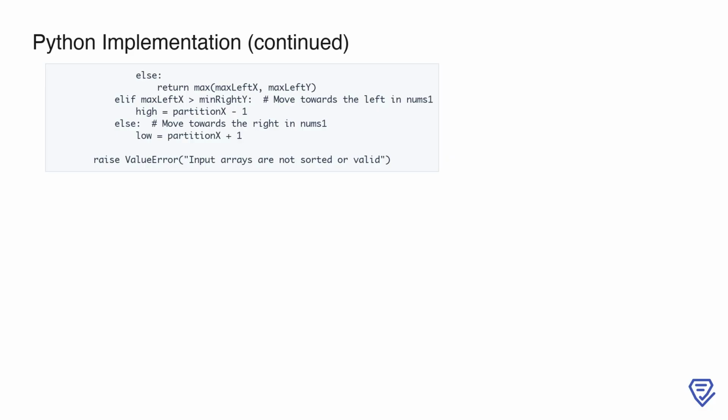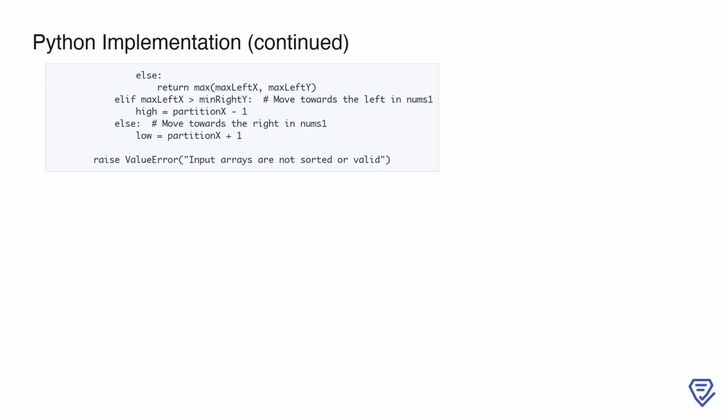At this point, we check if the total number of elements in the combined arrays is even or odd. If the total is even, the median is the average of the maximum value from the left side and the minimum value from the right side. If the total is odd, the median is simply the maximum value from the left side, as it lies exactly in the middle.